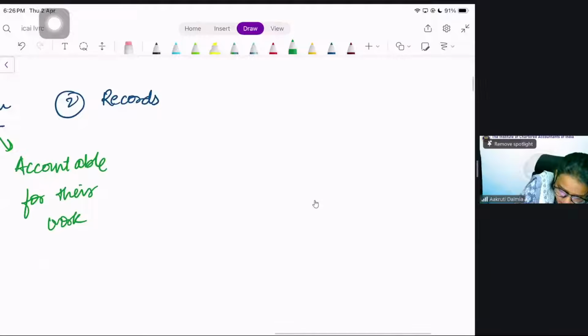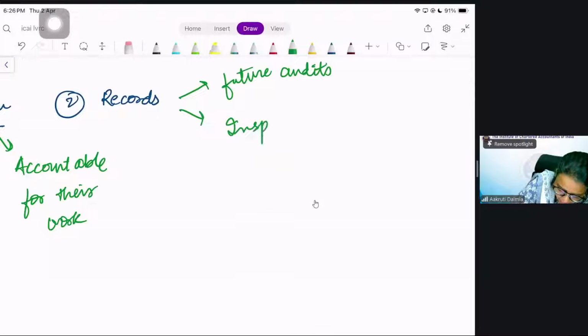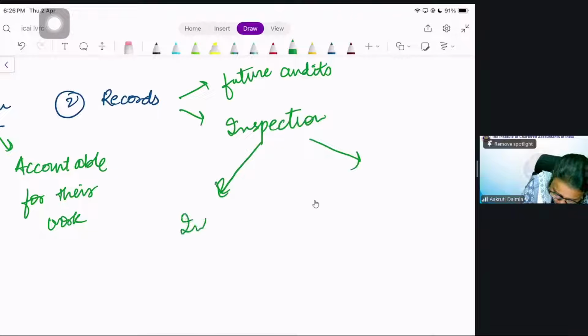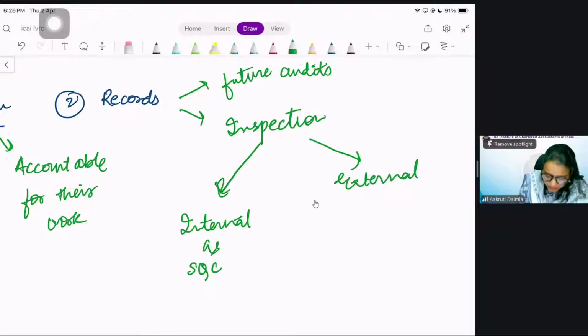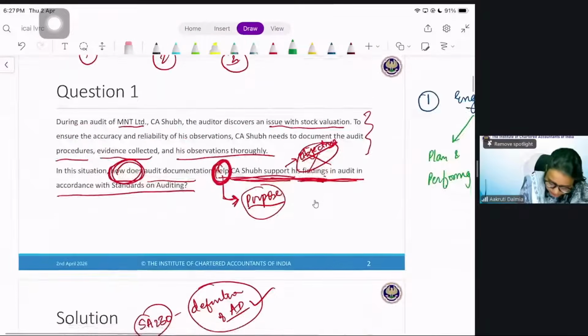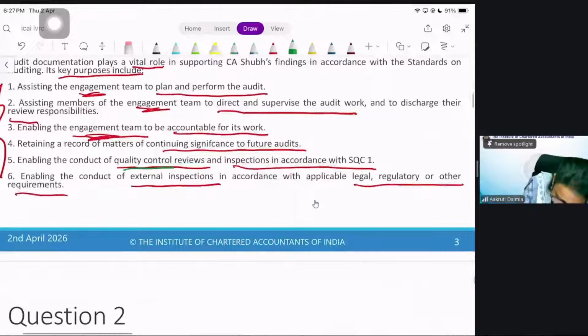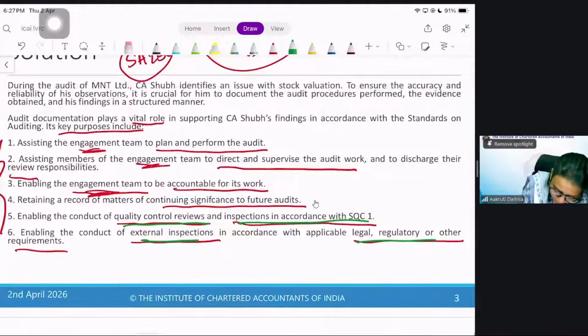Records, how will you remember? Two types of records. It helps in future audits. Second, it helps in inspection. How does it help in inspection? Again, 2 points. Internal inspection as per SQC and external inspections. So if you'll see, for quality control reviews and inspections as per SQC, for external inspections as per legal regulatory requirements. It helps to create record of matters for future audits.